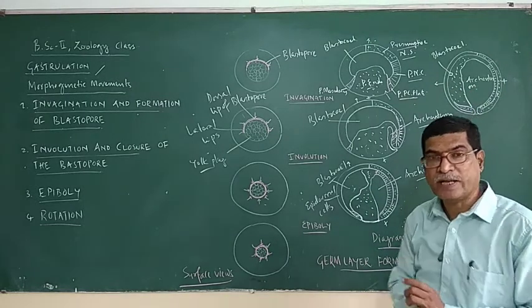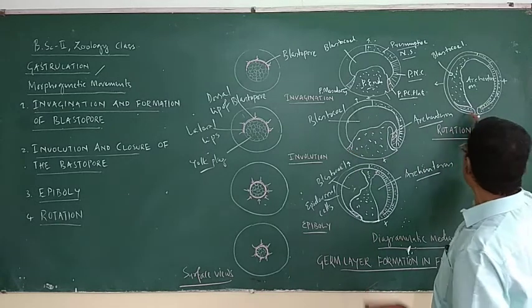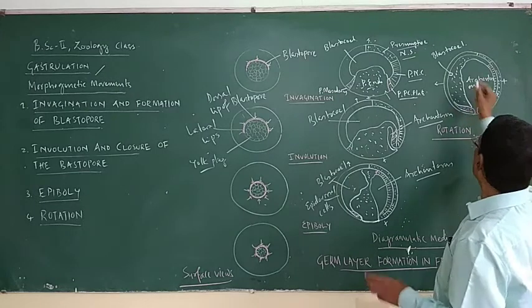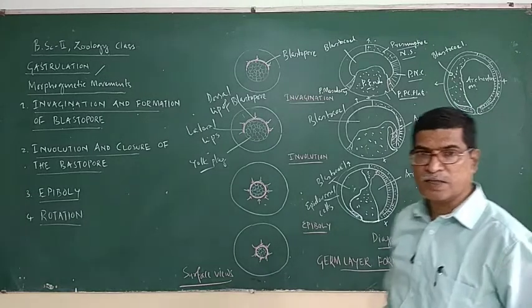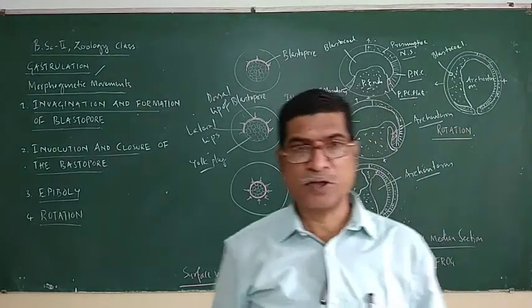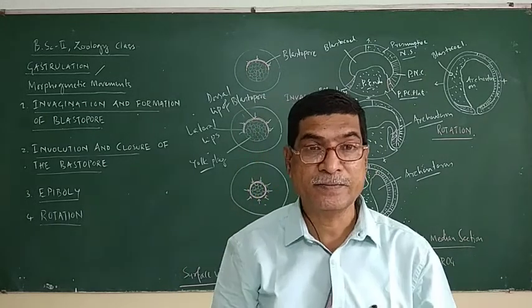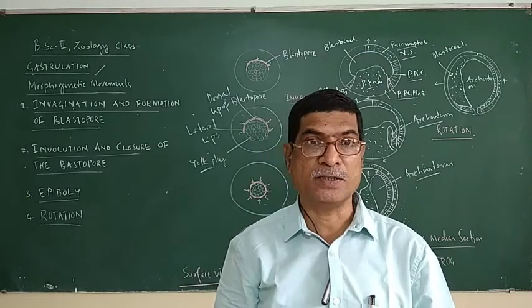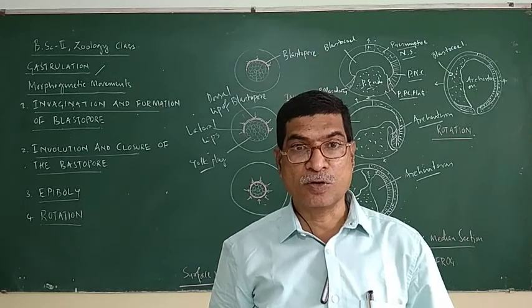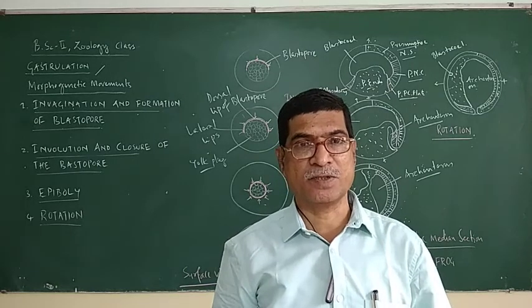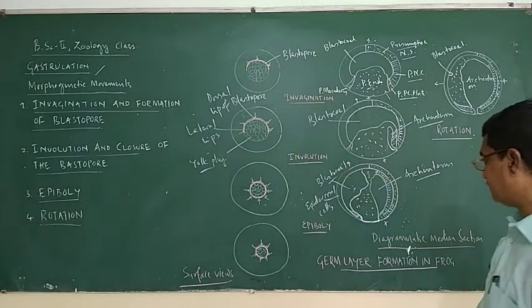So how many layers are formed here? See, on this side also, mesodermal cells are present. They also enter here. So ectoderm, endoderm, mesoderm. Thus, at the end of gastrulation, the single layered blastula is transformed into a three layered gastrula. The three germinal layers are very, very important for the further growth of different organ systems in the adult form.